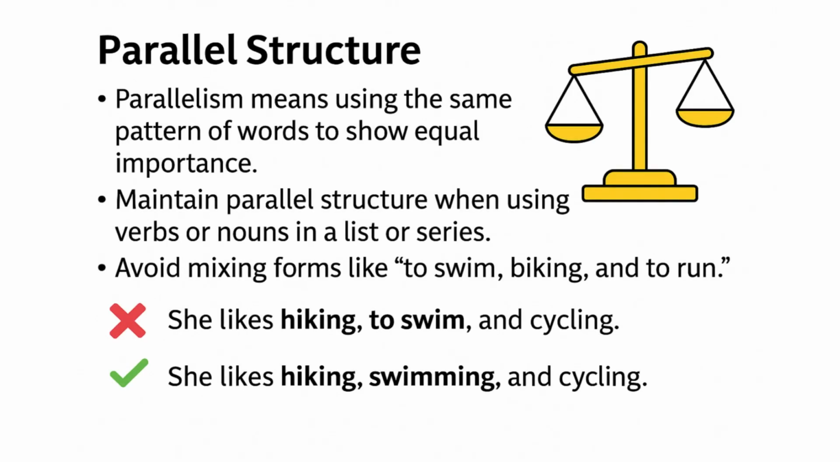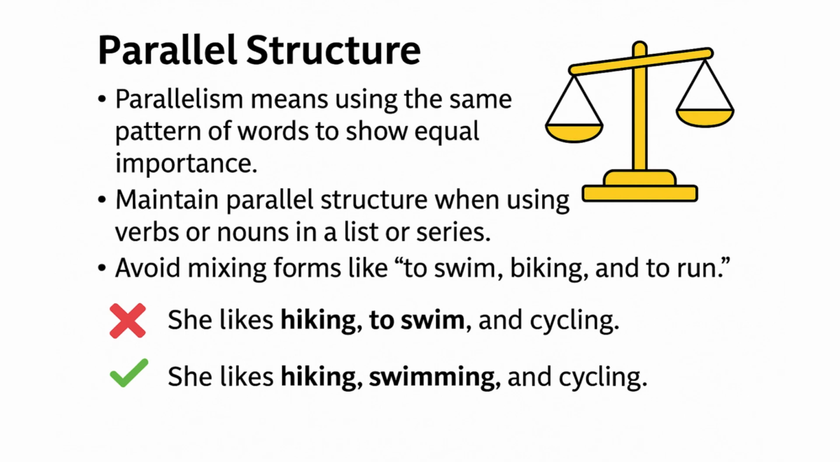Parallel structure, also called parallelism, is a key concept tested frequently on the SAT writing section. It means using the same pattern of words to show equal importance. When you create a list or series in a sentence, the forms of the items must match. For example, if you begin with a gerund like hiking, the rest of the list should also use gerunds, such as swimming and cycling. Problems occur when different grammatical forms get mixed, like combining hiking to swim and cycling.